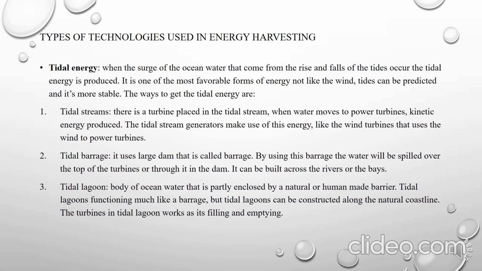The turbine is placed in the tidal stream, and when the water moves, it powers the turbines. Kinetic energy is produced. The tidal stream generators make use of this energy, like wind turbines that use the wind to power turbines. And secondly, tidal barrage. It uses a large dam that is called a barrage. By using the barrage, the water will be spilled over the top of the turbine or through it in the dam. It can be built across rivers or bays.